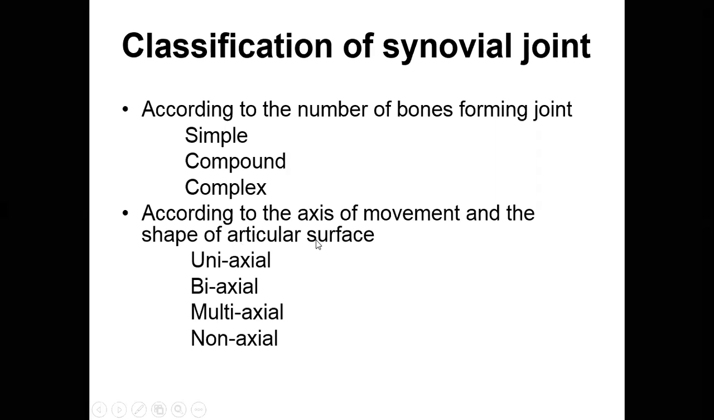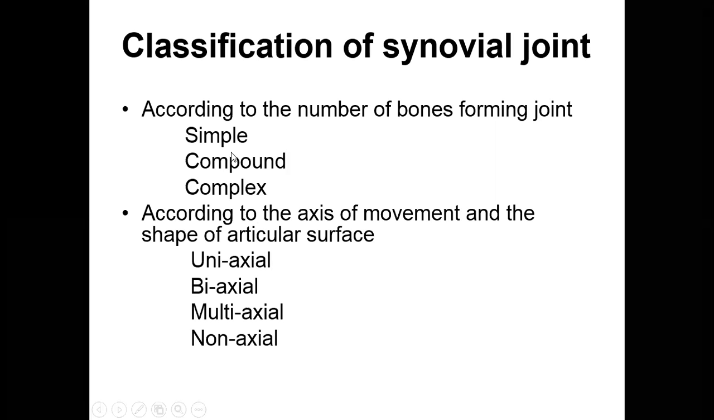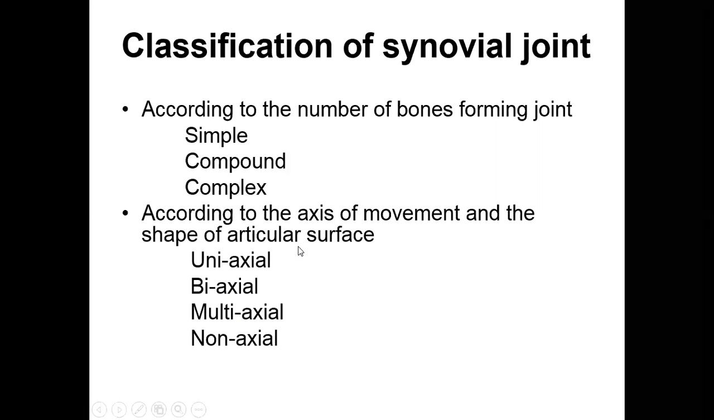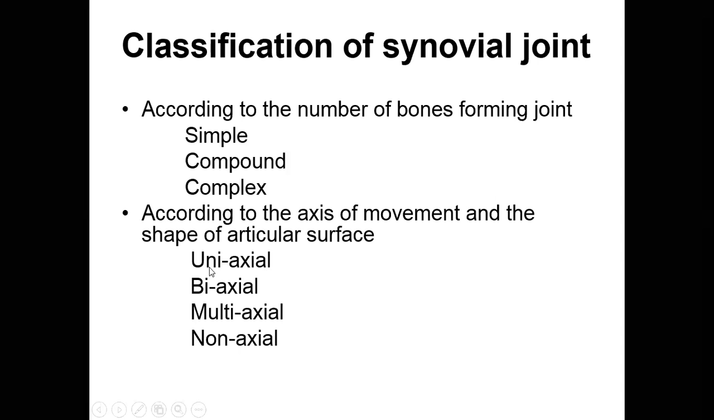And the shape of the articular surface. Articular surfaces are the surfaces where the two bones come in contact. So what is the shape of the articular surface? Based upon that, we have the next classification. According to the number of bones forming it, there are three types: simple, compound, and complex. According to the other criteria, that is the axis of movements and the shape of articular surfaces, we have uniaxial, biaxial, multiaxial, and non-axial. This can be explained in the next slides.